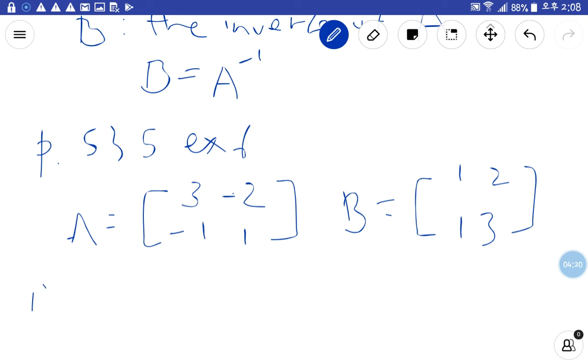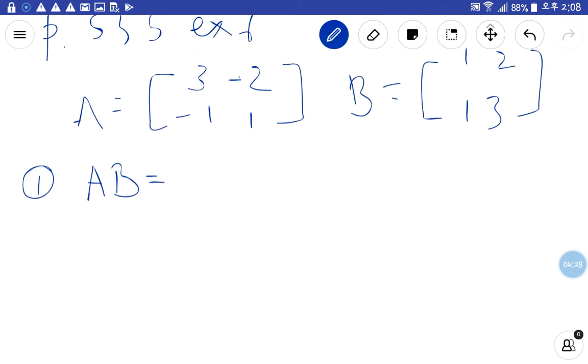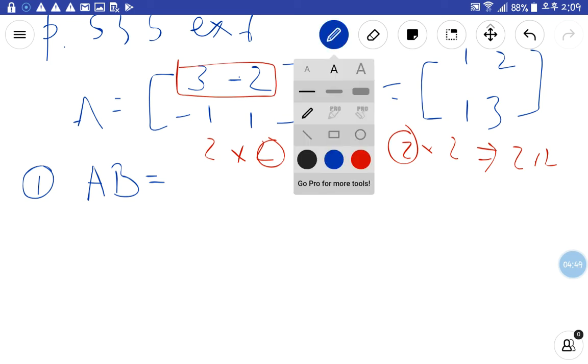Alright, so first I have to check AB. Oh, we just learned that one, right? In the previous video. We have to see the order of the matrices, which are both 2 by 2 and 2 by 2. Since those numbers are the same, my answer should come out as what? A 2 by 2 matrix. So AB, how can I get this? You can use your first row with the first column, right?